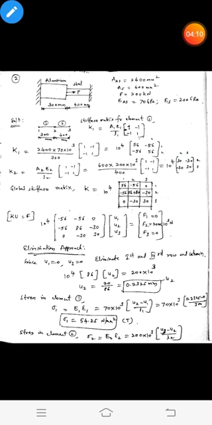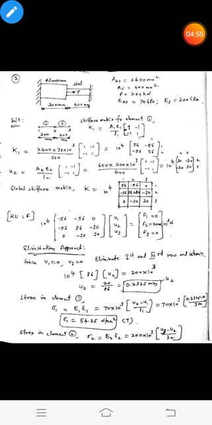Now come to the global stiffness matrix. Because there are two elements, we have generated the stiffness matrices for two elements 1 and 2, K1 and K2. Now assemble these two matrices to get the global stiffness matrix K. Since there are two elements and three nodes, first you make a grid of that. Hence the order of the global stiffness matrix should be 3 cross 3, because there are three nodes, hence 3 unknowns. Hence you make a grid of 3 rows and 3 columns like this.